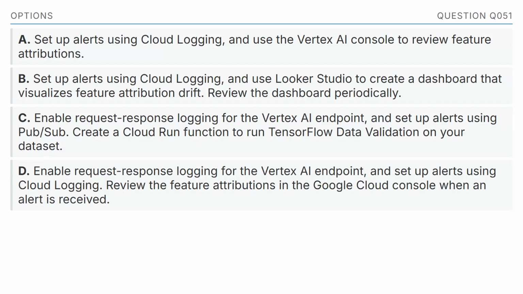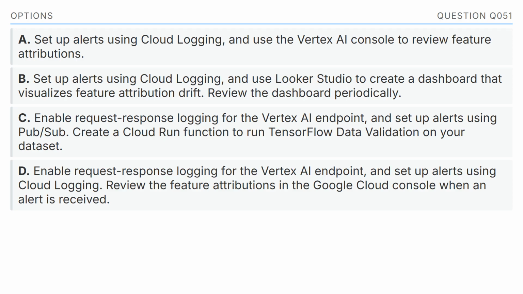The options are: Option A, set up alerts using Cloud Logging, and use the Vertex AI console to review feature attributions. Option B, set up alerts using Cloud Logging, and use Looker Studio to create a dashboard that visualizes feature attribution drift. Review the dashboard periodically.